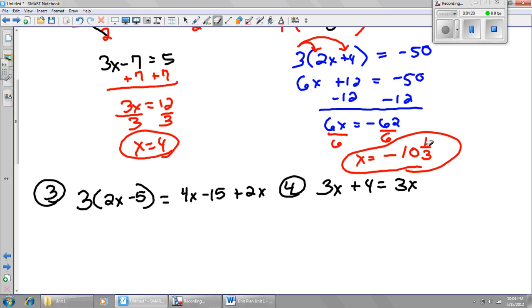And that looks like a negative 103. So I'll try to rewrite it, make it look a little bit better here. Let's see. Yeah, that looks a little bit better. So negative 10 and 1/3 is the answer.